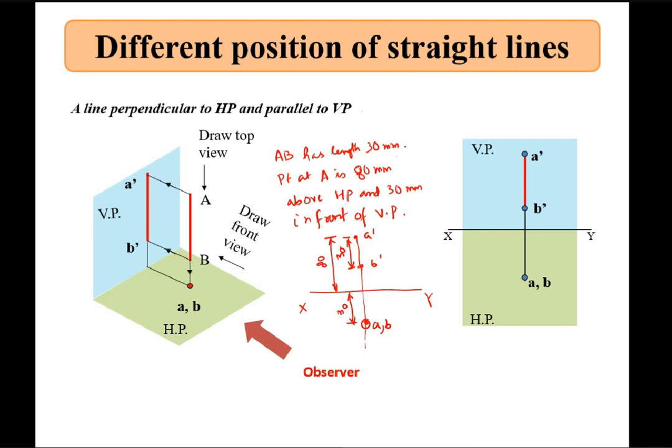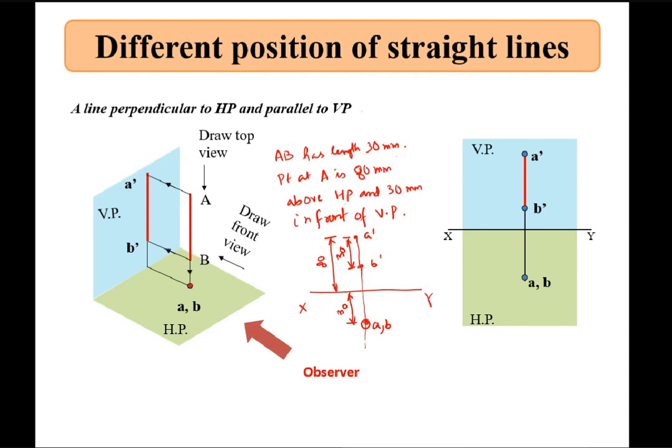You have learnt about first quadrant, second quadrant, third quadrant, and fourth quadrant, right? Whenever you have the object in first quadrant, that is called first angle projection. Whenever the object is in second quadrant, it is called second angle projection. When the object is in third quadrant, it is third angle projection. And when the object is in fourth quadrant, it is fourth angle projection. Clear?